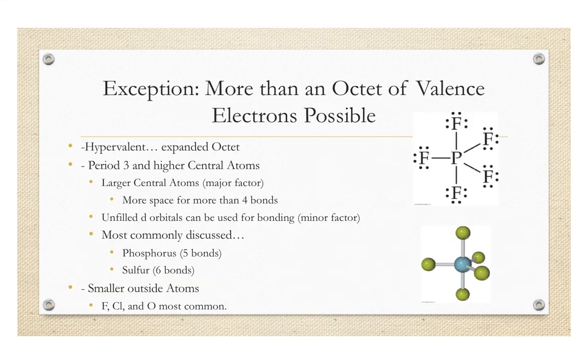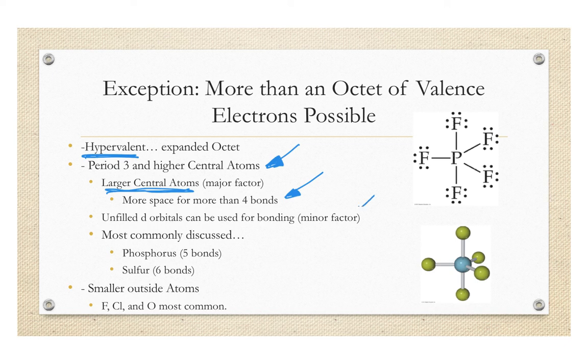The third exception is when you have more than an octet of valence electrons. These we refer to as being hypervalent. It happens when you have period 3 and higher atoms as the central atom. And it happens for a number of reasons. One, once you get there, our atoms are getting bigger, which means that the electrons are farther away from each other, which means that there's more space for us to put electrons together and share them, creating more than 4 bonds. They don't get too repulsive to keep that happening.